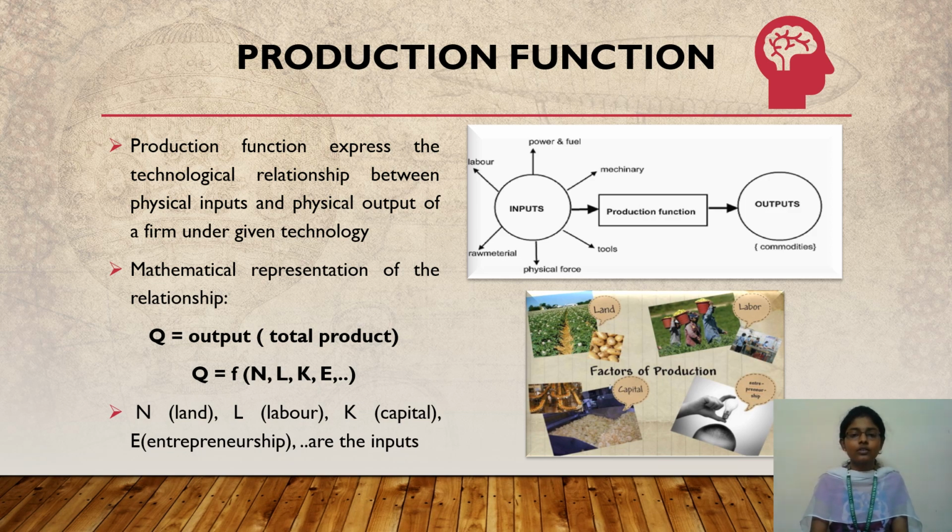Land includes natural resources such as minerals, waters, forests, and labor refers to skill and work of people used to produce goods and services. Capital refers to tools, machineries, and heavy machine assets, which is used to produce goods and services. Entrepreneurship combines all these three: land, labor, and capital to make profit.